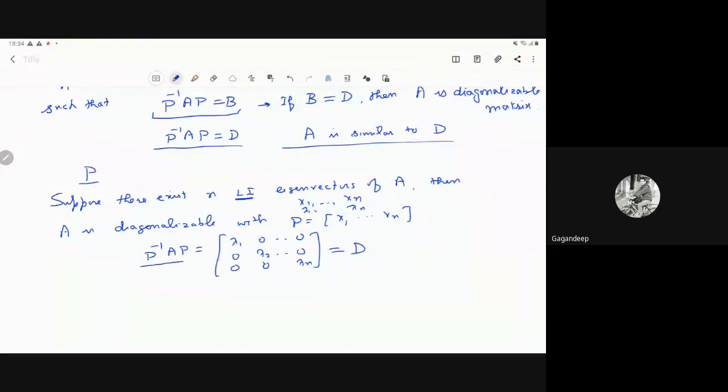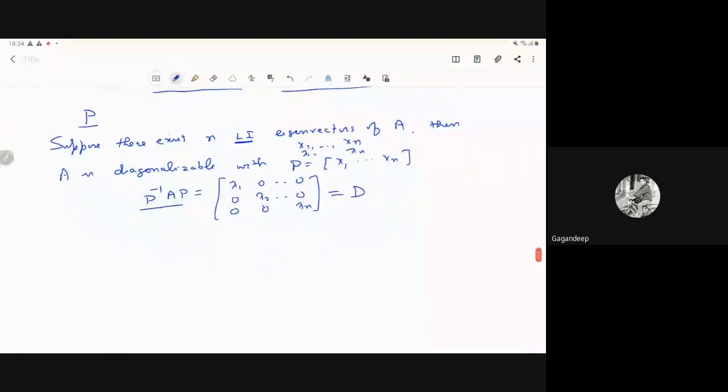Let's prove it. The proof is interesting. It's easy, just a one-line proof, we can do it. Let's start with A times P. What is P? x1 to xn. You have constructed P using the eigenvectors of A. So it is Ax1 to Axn.